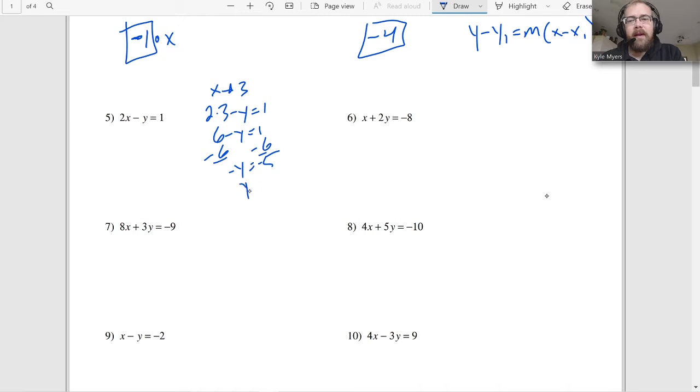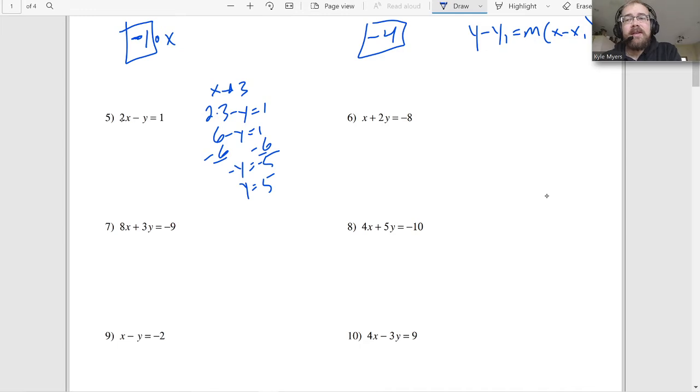Negative y equals negative 5, y equals 5. Okay, so besides actually being able to multiply the 2 and the 3, what did I do? I subtracted 6 from both sides, aka the 2x, right? X turned into 3 for this little example because it's a little easier to solve an equation with only one variable in it. But what I did was I subtracted 6.